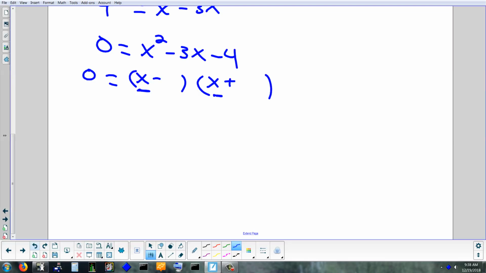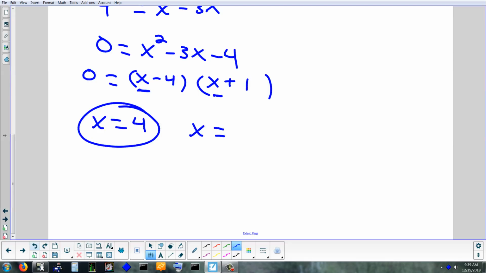Two numbers that multiply to give me 4 and subtract to give me 3. 4 and 1. It makes a difference which one we put where, so we're going to try 4 and 1 or 1 and 4. X squared plus x minus 4x is minus 3. Negative 4 times positive 1 is negative 4. Perfect. What would make the first factor 0? 4. What would make the second factor 0? Negative 1.